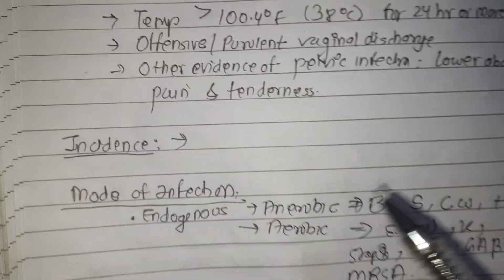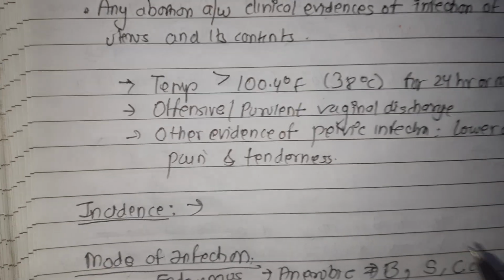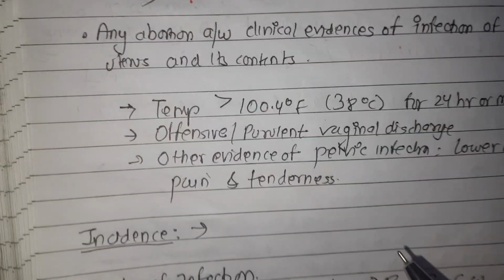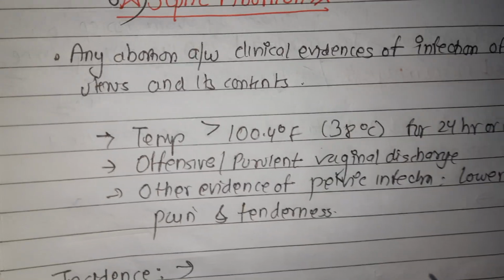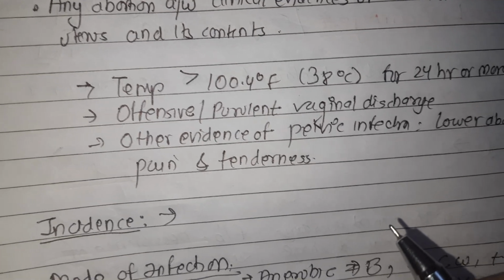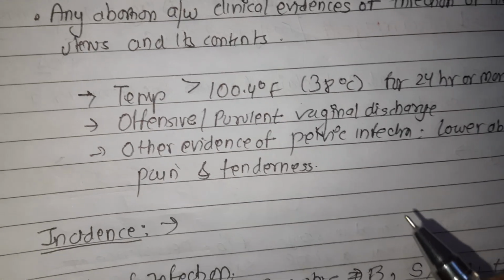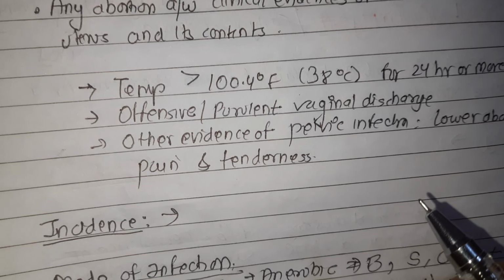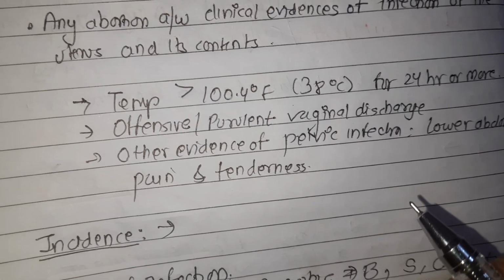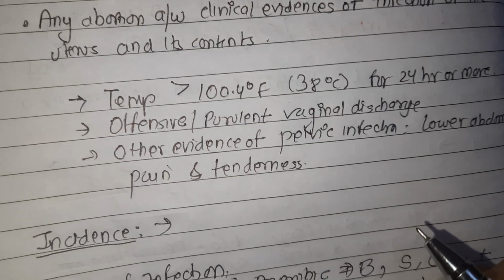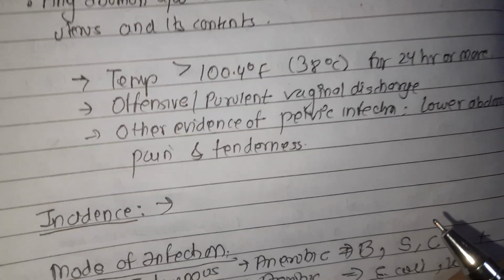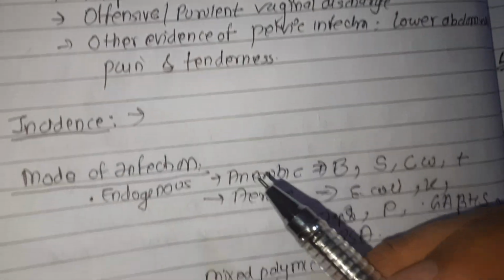Talking about incidence, it is difficult to work out the overall incidence, but about 10% of abortions require hospital admission, and these are usually septic. The majority of septic abortions are associated with incomplete abortion, and in the majority of cases the infection occurs following illegal induced abortion, but the infection can occur even after spontaneous abortion.